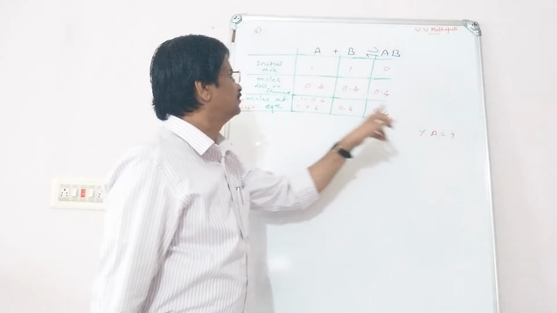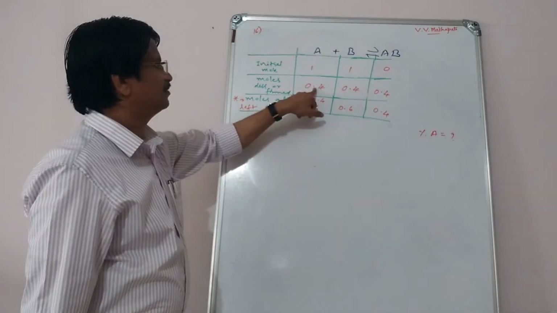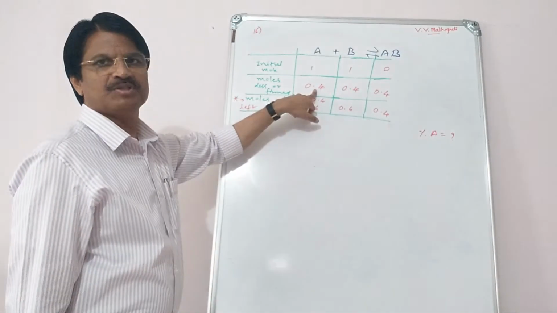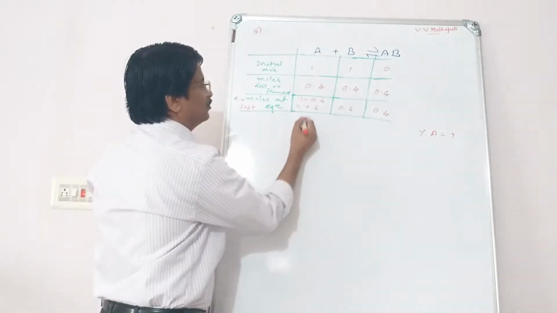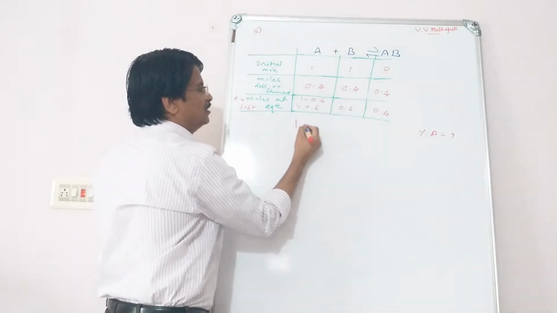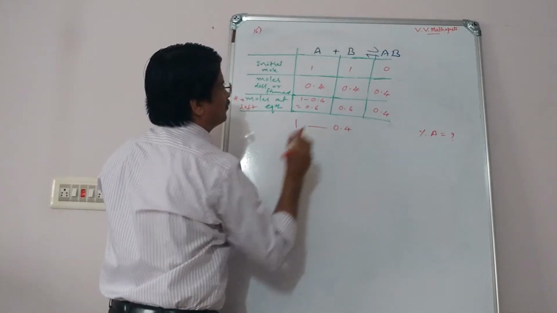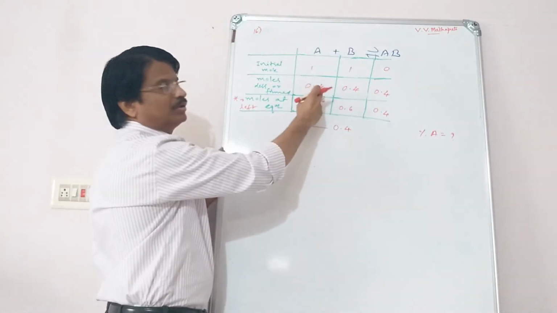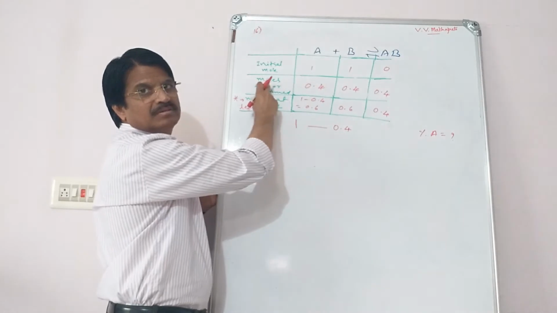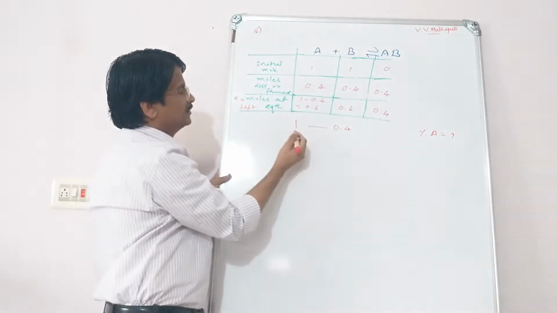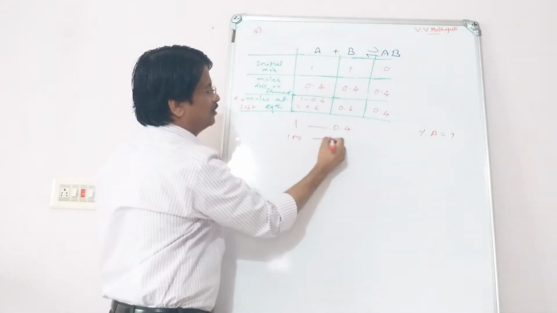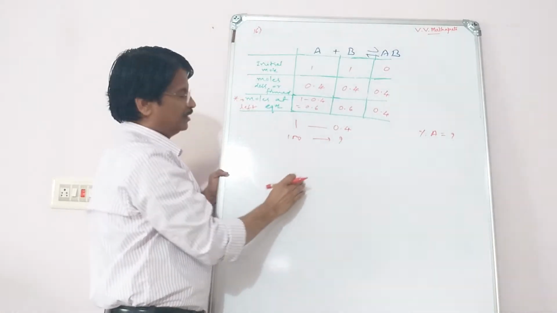Percentage of A dissociated, you have to find out. This problem says 1 mole is taken, which means out of 1 mole, 0.4 mole reacted. Next, for 100 mole, how much reacted? This you have to find out.